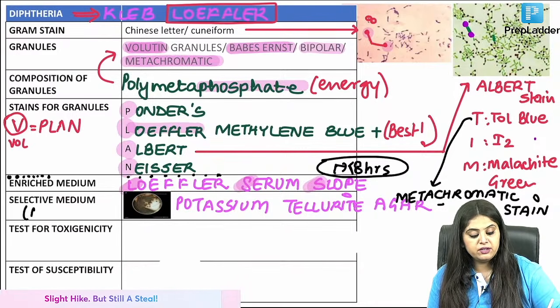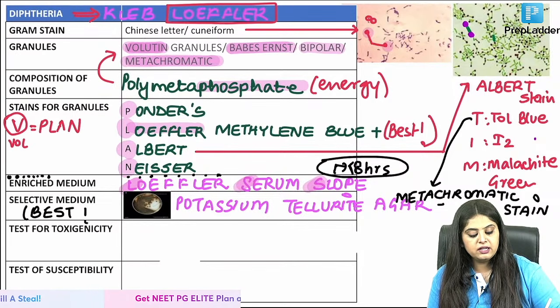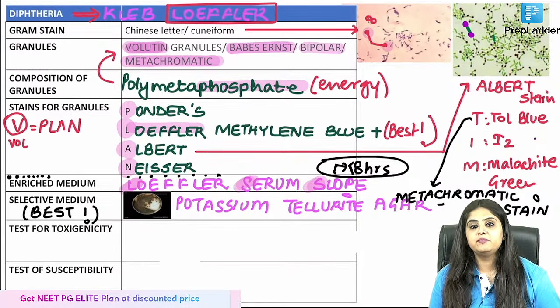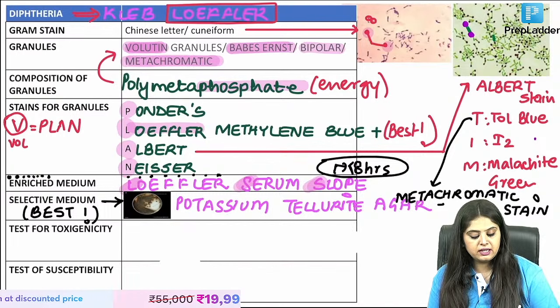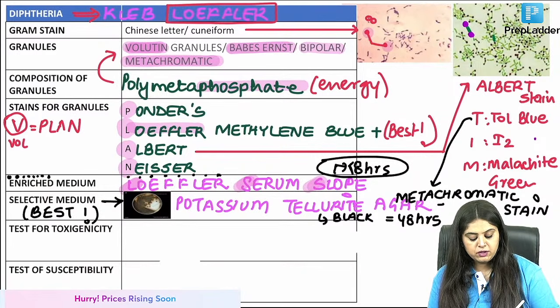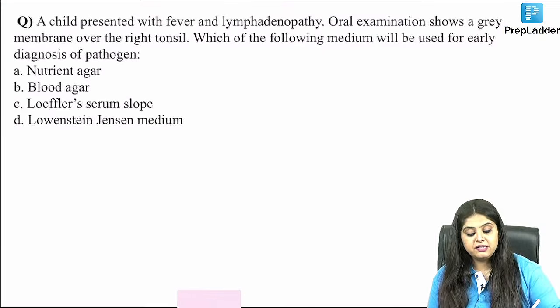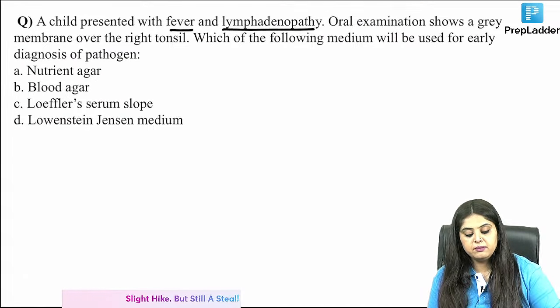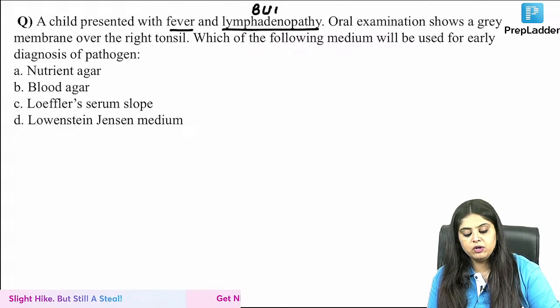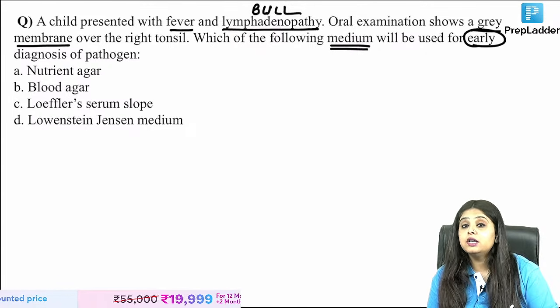Whereas for selective media, out of the best that you have to select, the best will always be the selective media only. That is potassium tellurite agar. Tellurite is going to give a black color and it is the best, but it takes time: 48 hours. Now, before I move forward, if a question comes with fever and lymphadenopathy, meaning they are trying to tell you about a bull's neck, and they say there is a gray membrane, meaning pseudomembrane, which of the following media will you use for early diagnosis?